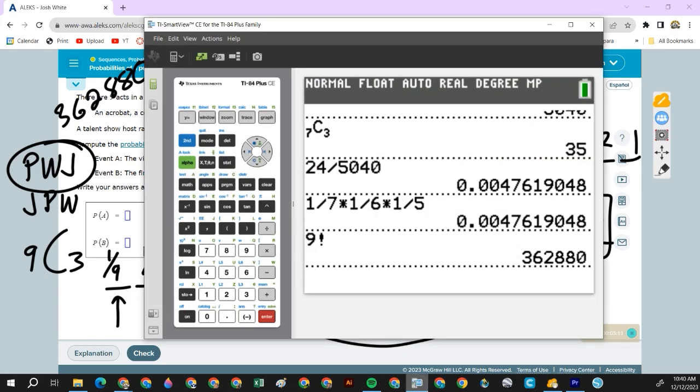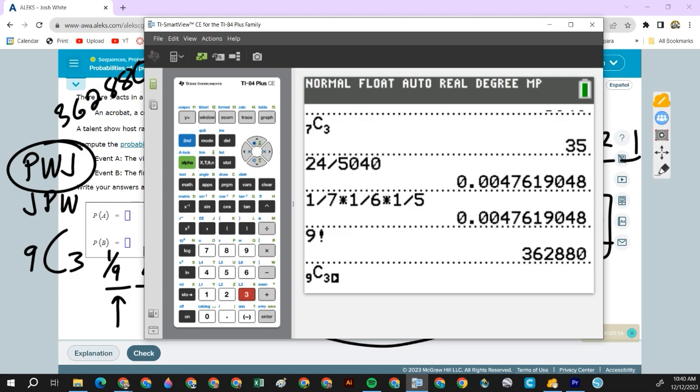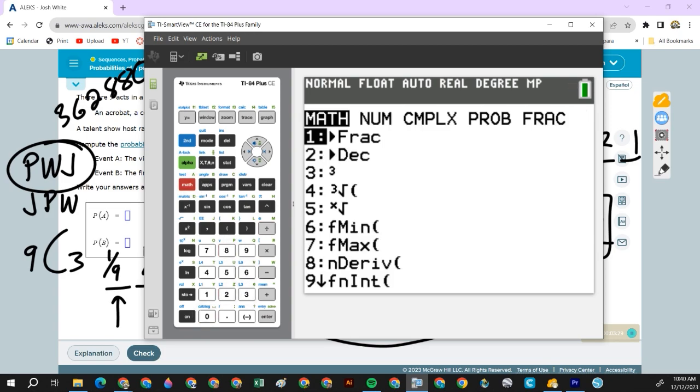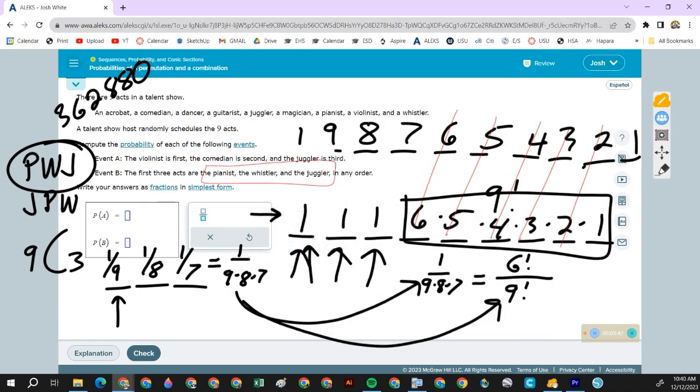So 9C3 is 84, and there are a total number, there are 362,880 in total. So 84 out of 362,880. And once my answer is a fraction, so there's a 1 in 4,320 chance of making sure that P and W and J end up in one of the first 3 spots. Right, that's it.